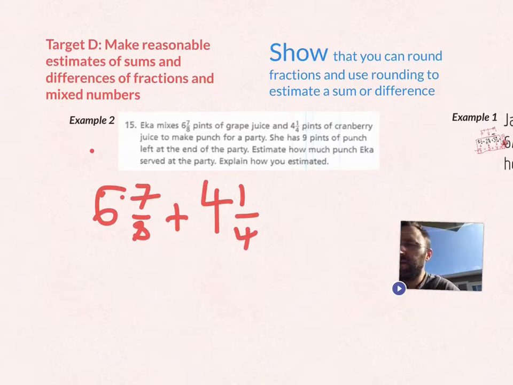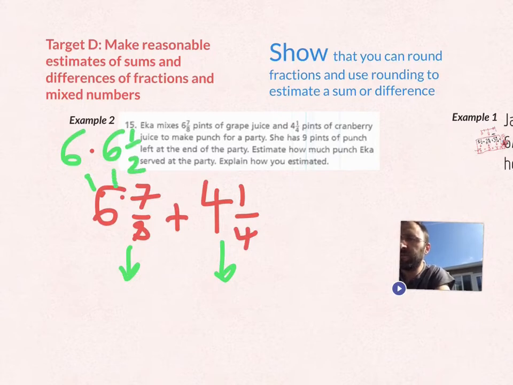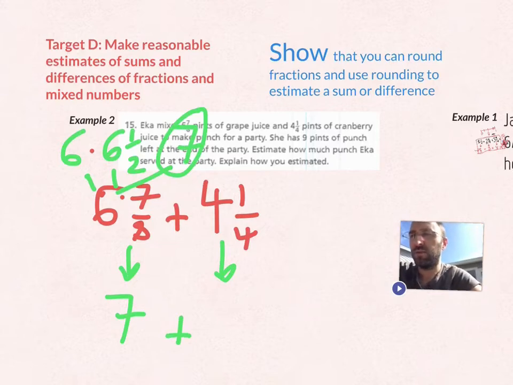Explain how you estimated. Okay, so the first thing we would want to do is use rounding to see about how much of this punch she actually made for the party. Then we can figure out how much she has left. So 6 7/8, you would want to ask yourself, is that closest to 6, 6 1/2, or 7? Give you a second. And it's 7. 7/8 is really close to 8/8, which is 1 whole, right?